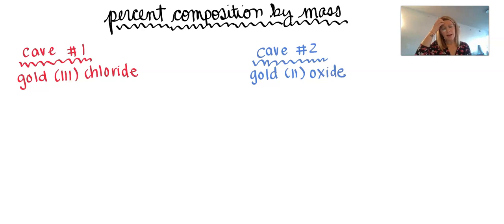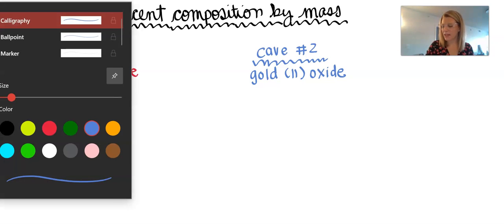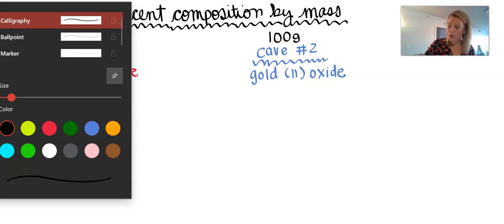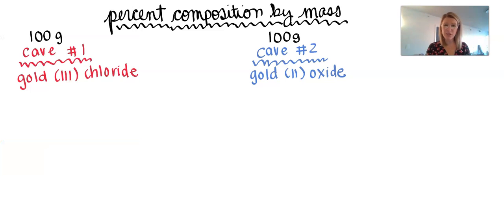And so again, our goal is to figure out which of these caves, if we take equal samples, let's say we take, I don't know, 100 grams from each cave, is going to provide us the most money or the best profit in the long run. So the first thing that I want us to do is go ahead and just get the chemical formula for each of these compounds. So again, this is going to involve the crisscross method. It's a good review for ionic bonding.